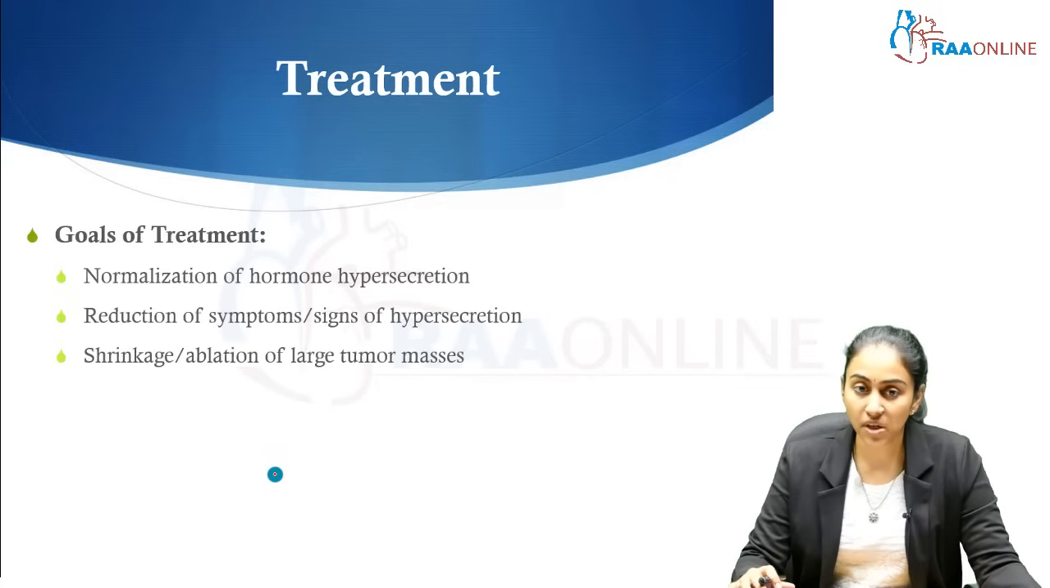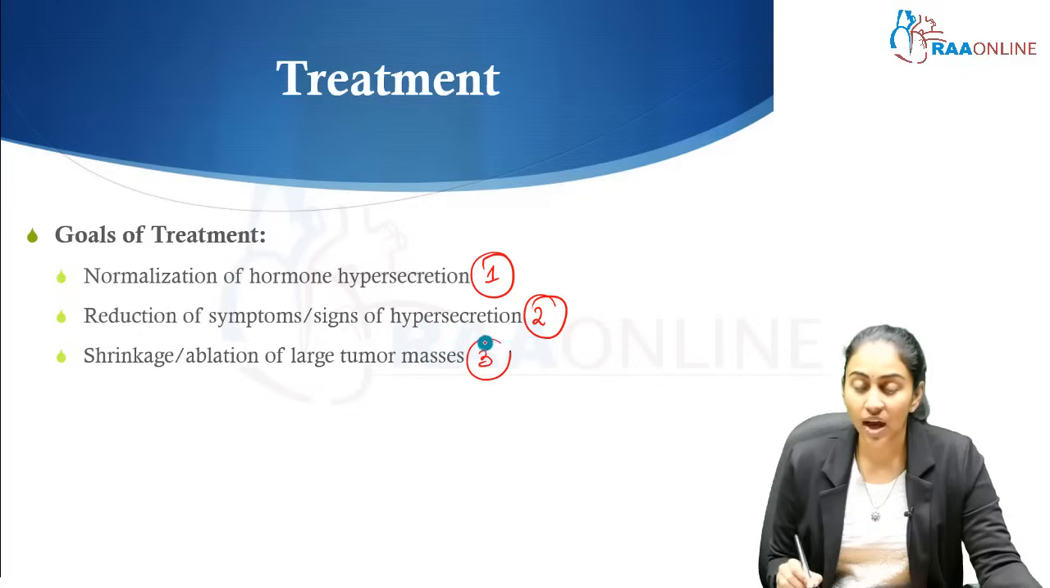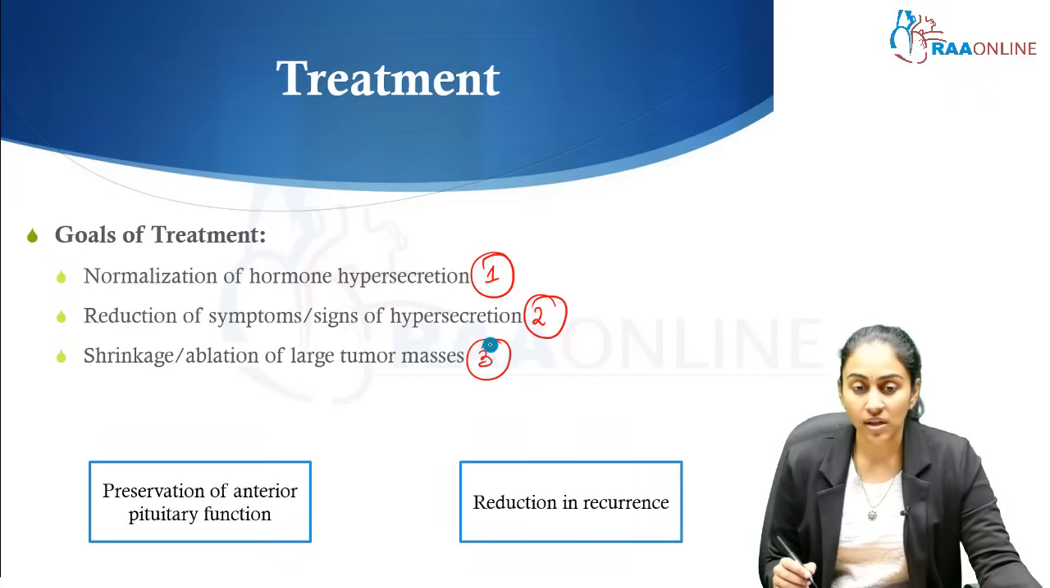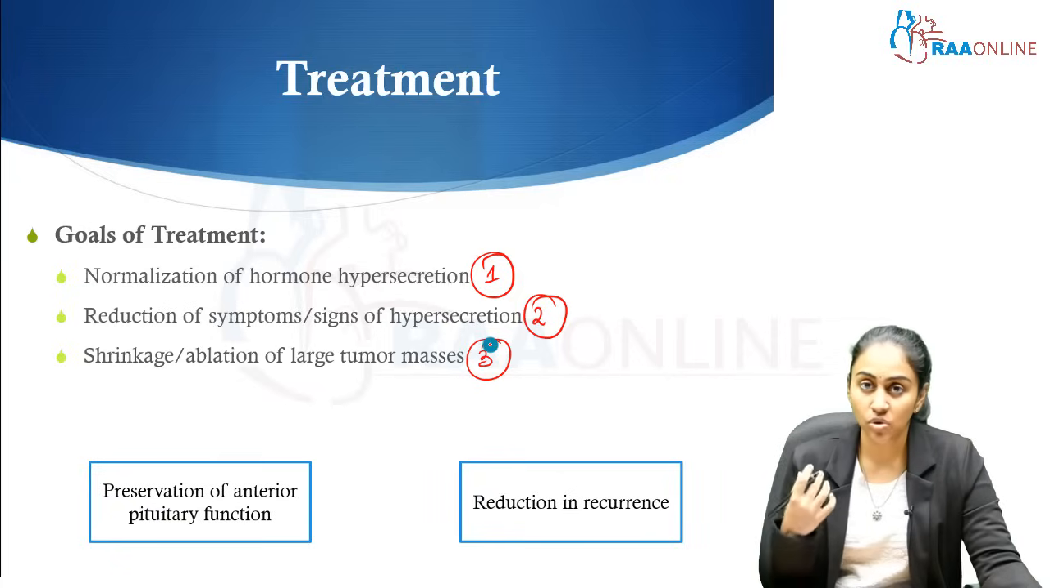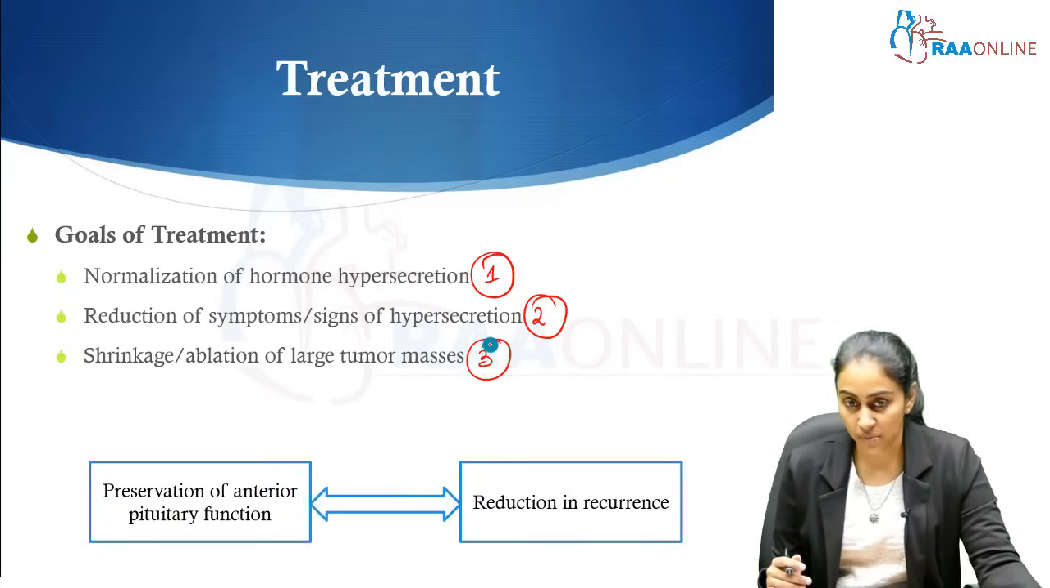Now, how do you treat these patients? There are three important goals for treatment. One is normalization of hormone hypersecretion. Two, offer symptom relief. And three, we will have to remove these masses. So, offer shrinkage or ablation of large tumor masses. So, these are the goals of our treatment. So, remember that we will have to balance two things. On one end, we will have to preserve the anterior pituitary function. At the same time, we will have to achieve tumor removal in a way that future recurrence is prevented.